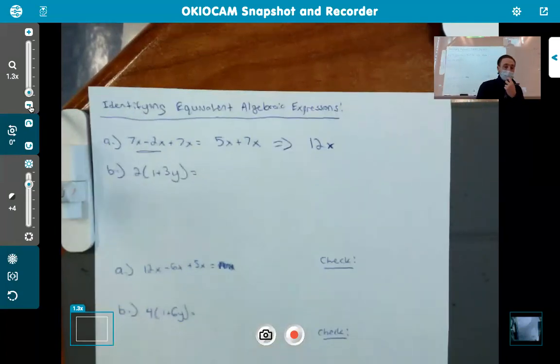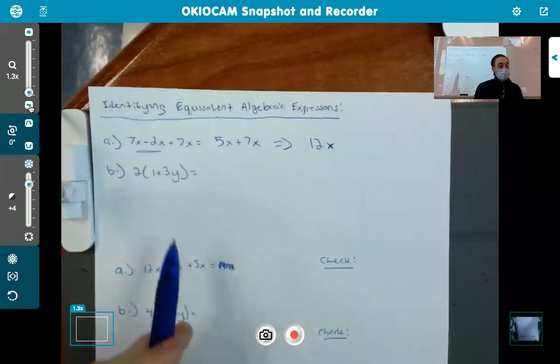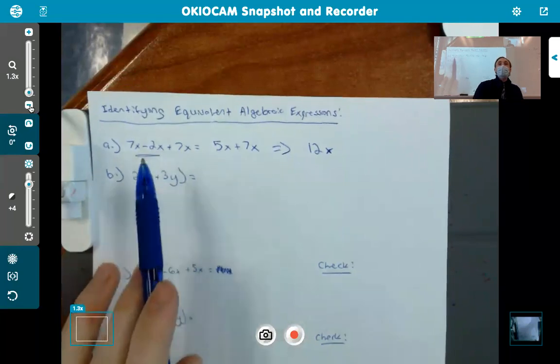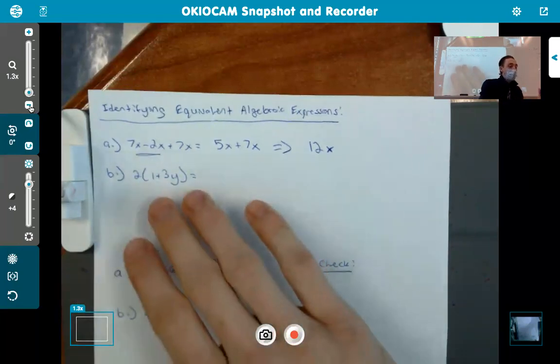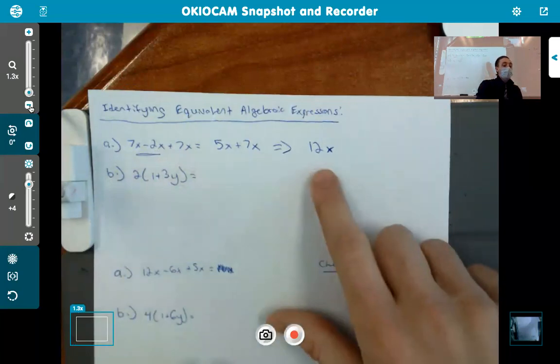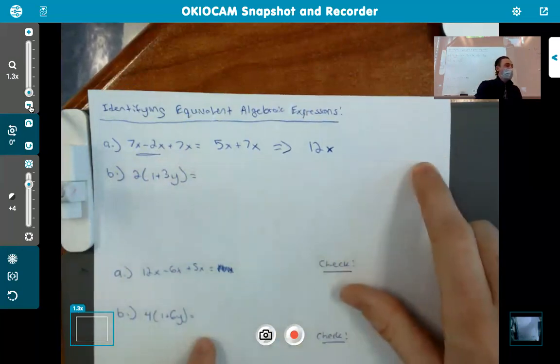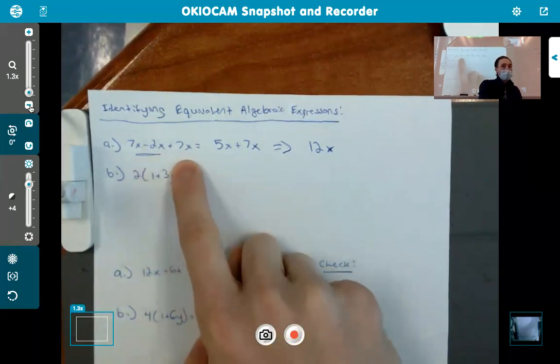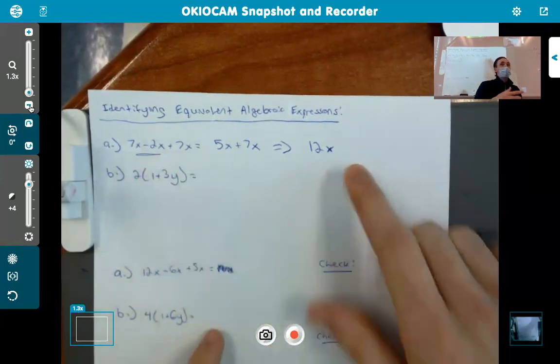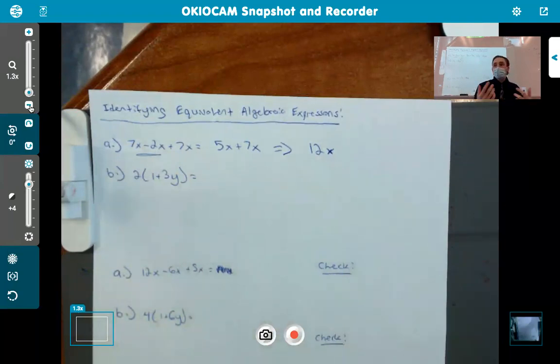So on your ALEKS assignment, it's going to give you this original expression. And you have to go through the process of writing down all of the steps along the way. It'll have multiple choice answers across the end here. And they're going to ask you, well, what's equivalent to 7x minus 2x plus 7x? You would choose the answer 12x. Essentially, they're asking you, what is the final answer when you combine like terms? Okay. Everybody understand that?